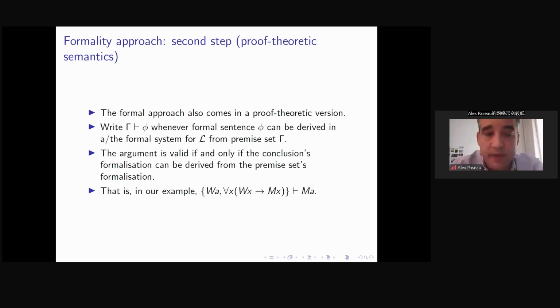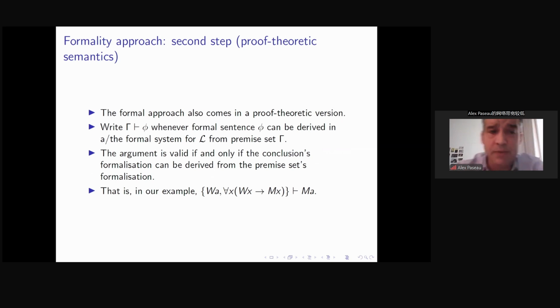Okay, so on the proof theoretic account, the English argument is valid if and only if the conclusion's formalization can be derived from the formalization of the premise set. So in our example above, Anne is a woman, all women are mortal, therefore Anne is mortal. If it is valid, then it must be that Ma is derivable in the deductive system for first order logic in question from Wa and for all x, Wx arrow Mx.